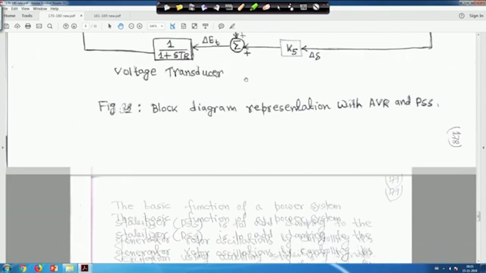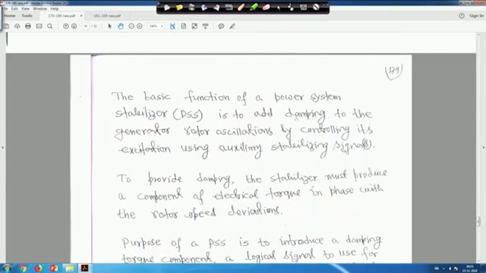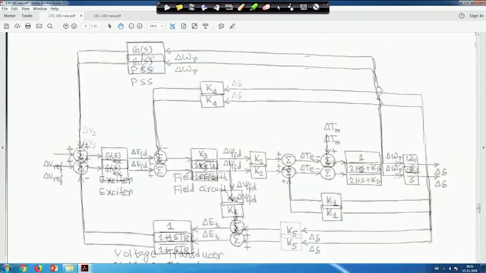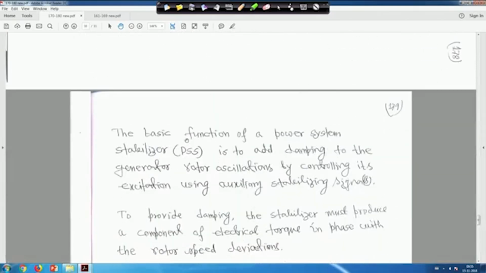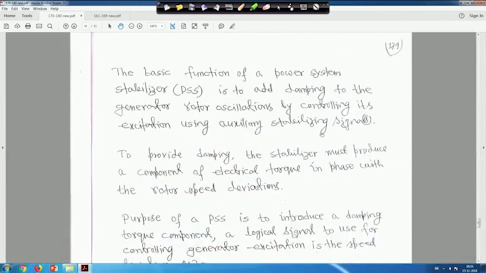Now the basic function of a power system stabilizer is to add damping to the generator rotor oscillation by controlling its excitation using auxiliary stabilizing signals. That is why feedback is given here. Now, that is delta Vs.